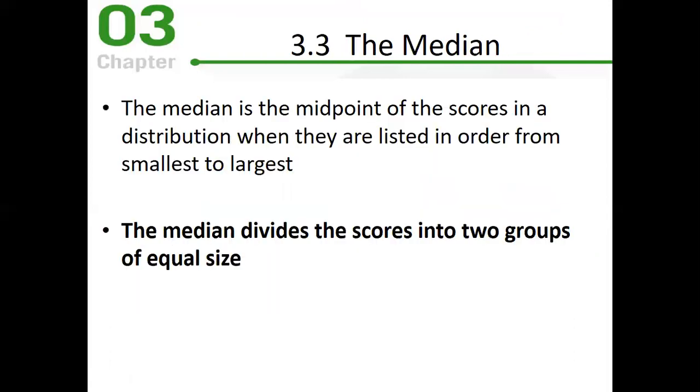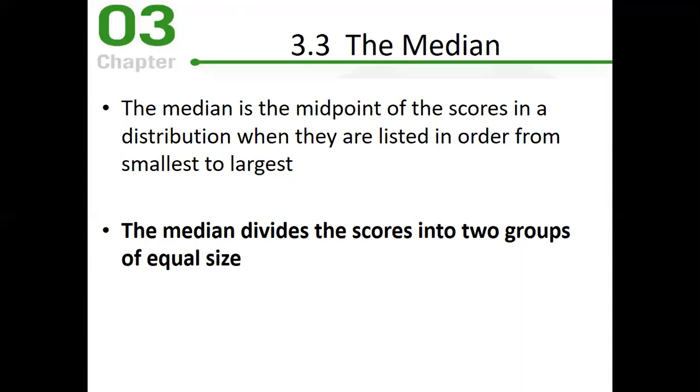Now I want to spend a little time just summarizing the median. Okay, the median is another measure of central tendency, and it's the midpoint of the distribution. It separates the distribution into the top 50% and the bottom 50%. We get scores divided into two groups of equal size.